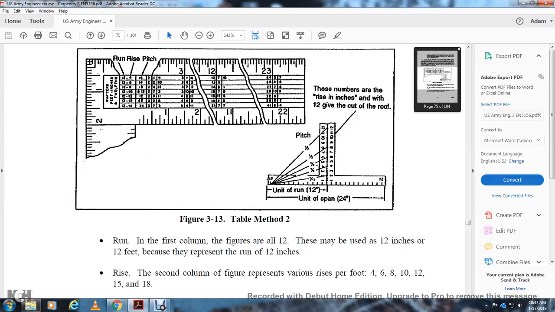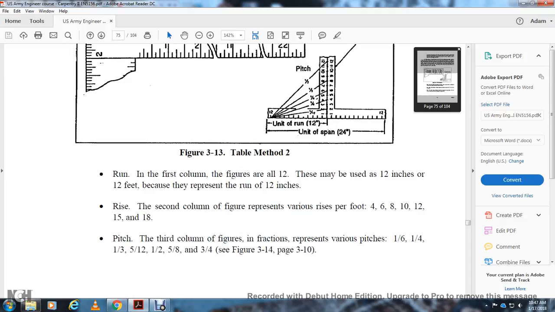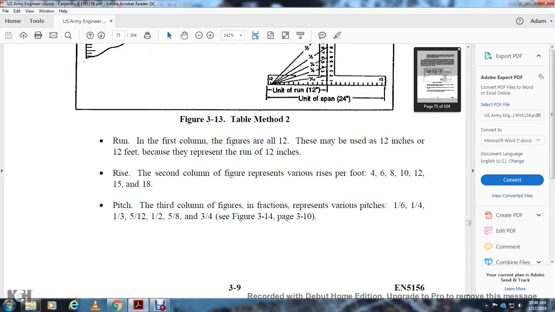The numbers are the rises in inches in a 12-inch run of the roof. The first column of figures are all 12. They may be 12 inches or 12 feet, with the measurement representing the run of 12 inches. The second column figures represent the various rises per foot: 4, 6, 8, 10, 12, 15, 18. The third column figures are fractions representing the various pitches: 1/6, 1/4, 1/3, and 5/12, 1/2, 5/8, 3/4 of an inch.